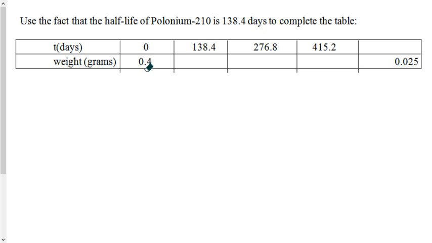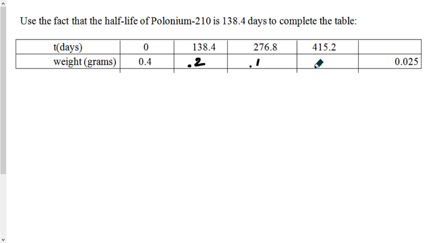If you start with 0.4 grams, then after 138.4 days, you're only going to have 0.2 grams. You're only going to have half of it, right? And after another 138.4 days, you're going to have half of that.